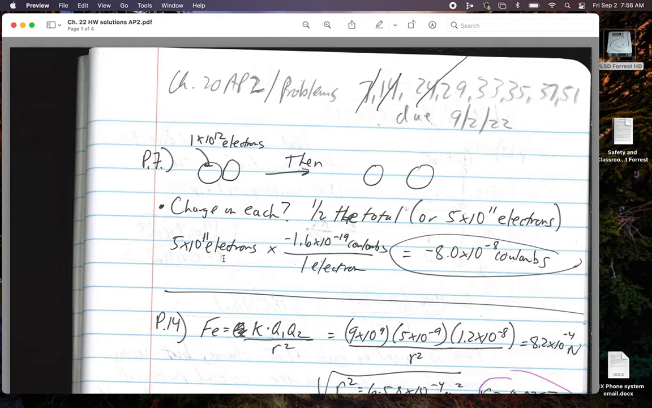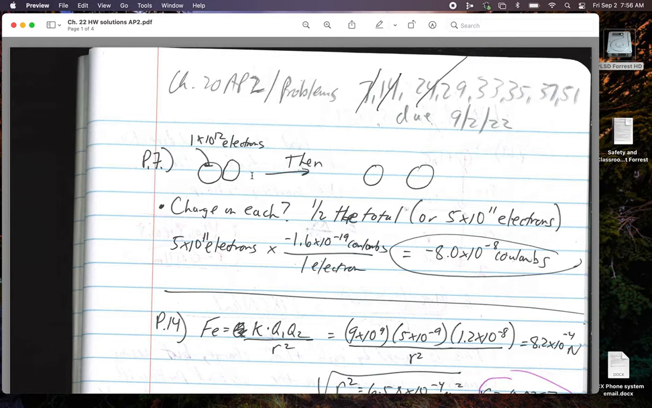All right, so I'm going to start off with problem 7. It says two identical metal spheres, A and B, are in contact. Both are neutral. 1 times 10 to the 12th, which is, I believe, 1 trillion electrons, are added to sphere A. Then the two spheres are separated. What's the charge of A and B after that?